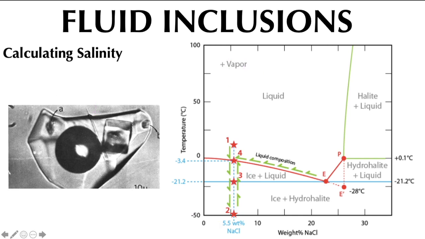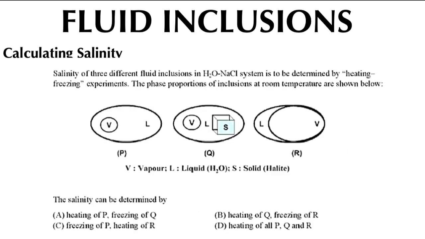Now if we look at this question which was asked in 2012, it says salinity of 3 different liquid inclusions in H2O NaCl system. That means in all of these inclusions there is NaCl along with water, right? So what is to be determined? We have to determine the salinity. It is to be determined by heating freezing experiments. Now the phase proportions of the inclusions at room temperature. Now all this condition is given at room temperature, right?